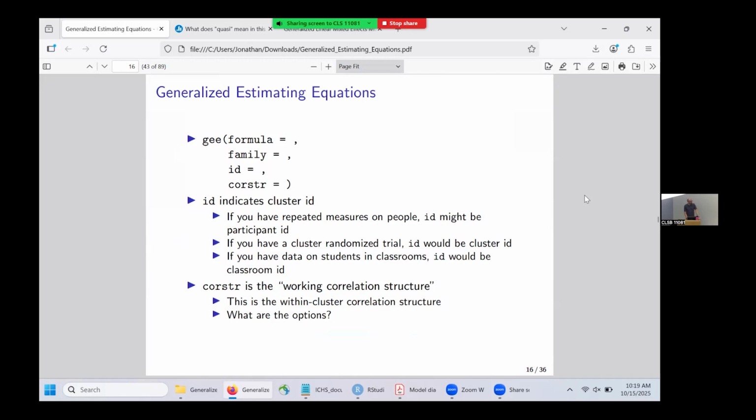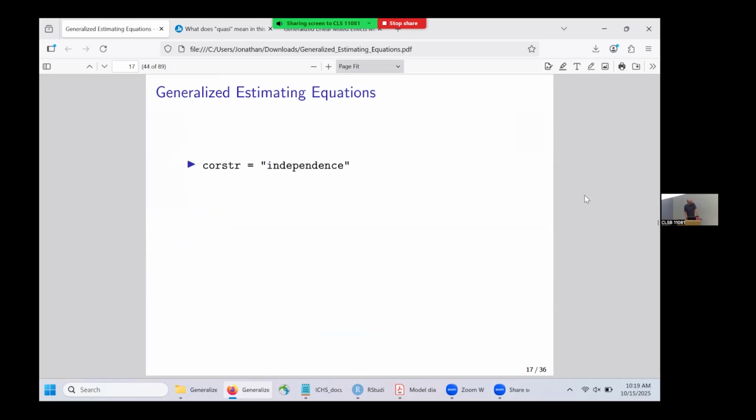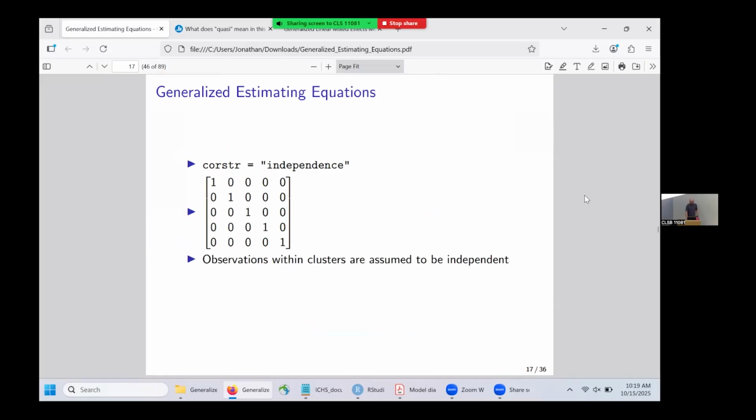So first, what are our options? The first one is independence. I've just put it here. This is an independence correlation structure. So along the diagonal, we just have ones because we're talking about correlations. On the off diagonal, we just have zeros. So we're assuming that actually within the cluster, all of our observations are independent. So this is actually the same as glm. We're assuming that there's no within-cluster correlation. So if you were to run gee with an independence correlation structure, you should get the same exact thing as glm.